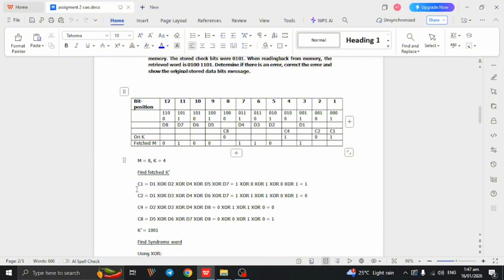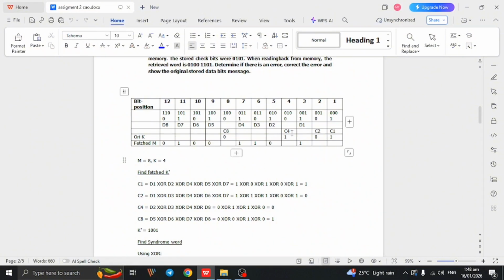We do the same for check bit 2. We check for the bits in the position 2 that have 1 in it, so that will be data bit 1, data bit 3, data bit 4, data bit 6, and data bit 7. So we XOR them: 1 XOR 1 XOR 1 XOR 0 XOR 1 equals 0.